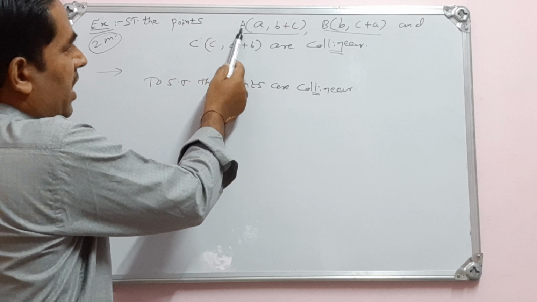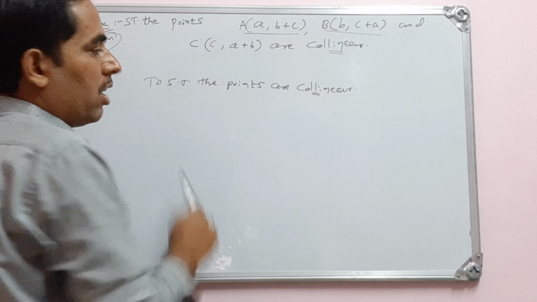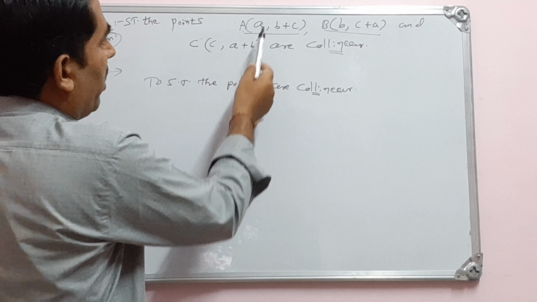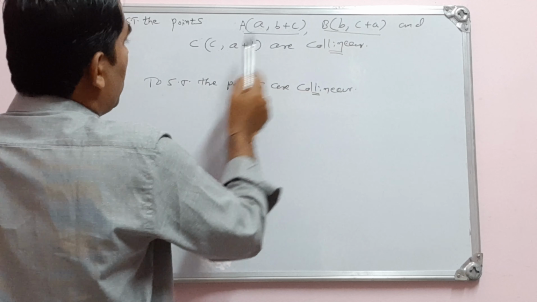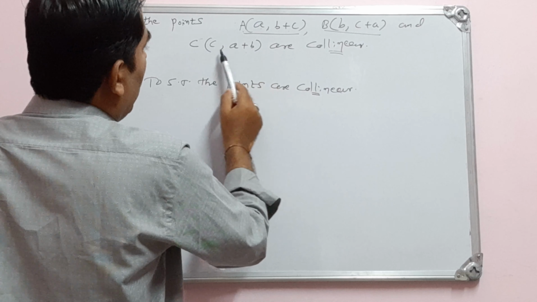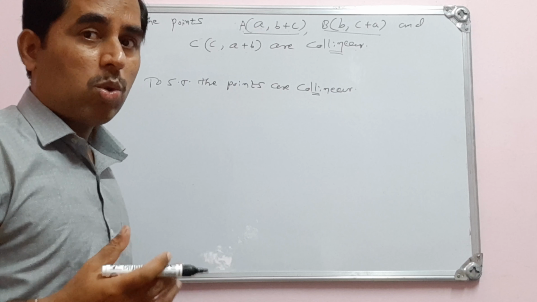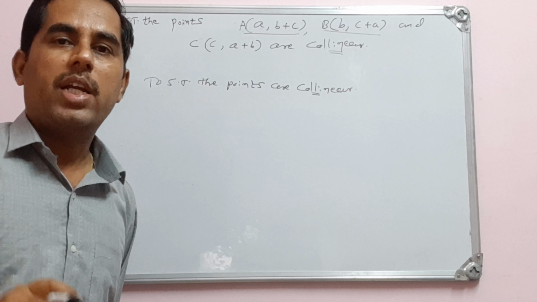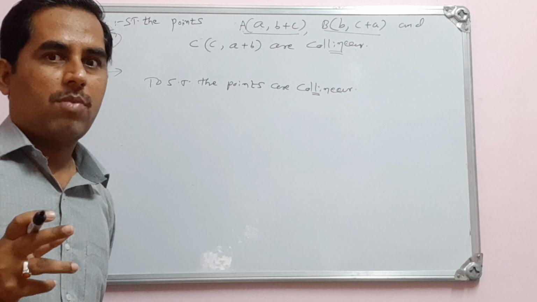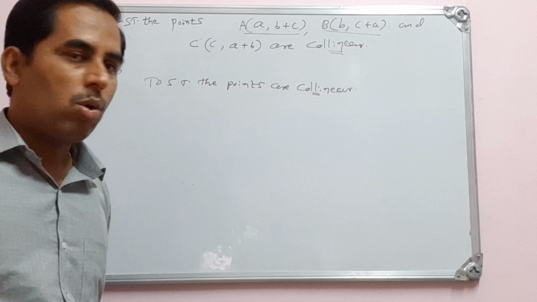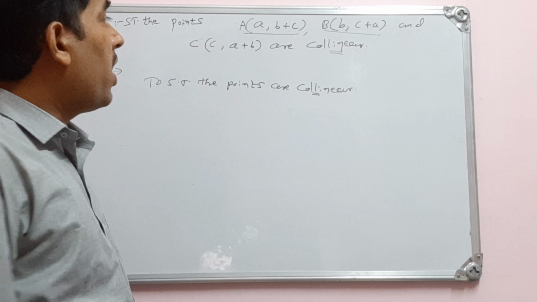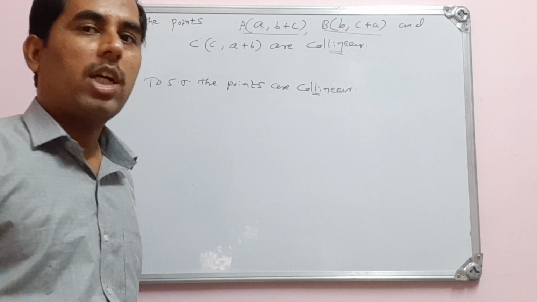Show that the points A, B, C. So the vertices are given: (a, b plus c), (b, c plus a), (c, a plus b) are collinear. See, we have to show that the points are collinear. What is the thing here we have to show? To show that the points are collinear, we have to prove that the given points are collinear.